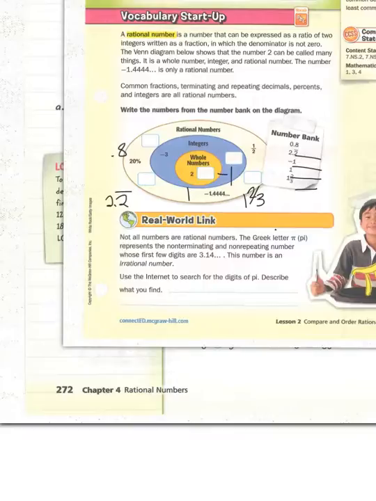This real world link here says use the internet to search for the digits of pi. If you're really interested in doing that on your own time, you can. We're not going to spend a lot of time doing that now, but what you'll find is some websites have over 1 million digits of pi. And again, it's because it keeps going on and on forever without repeating.